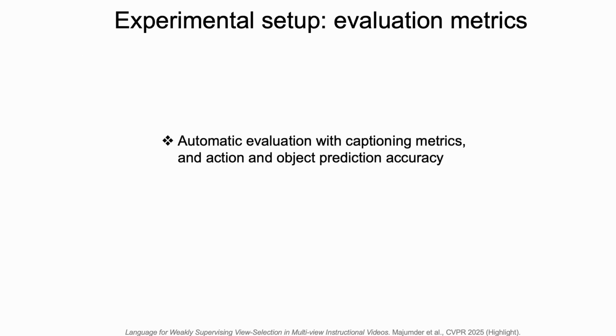We perform both automatic and human evaluation of our model. For automatic evaluation, we take the caption generated using our model's predicted view and compare it with the ground truth narration using standard captioning metrics like CIDEr and METEOR. We also compute the accuracy of verbs and objects in the predicted captions using metrics like verb IoU and noun IoU. For human evaluation, we ask multiple human raters to rate our predicted view against the predicted view of two top performing baselines and report win, loss, and tie percentages.